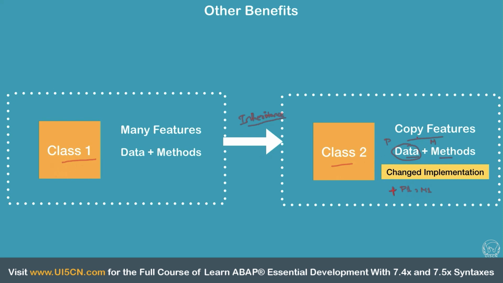So I can copy certain features from an existing class by inheriting from that class, and I can add more properties and more methods or functionalities to it as well. Now it can also happen that if there are existing methods, then the way this method functions with the new class can also be changed. So the implementation of that method can be changed based on the requirement, which allows us to not rewrite the existing functionality but just to inherit from it.